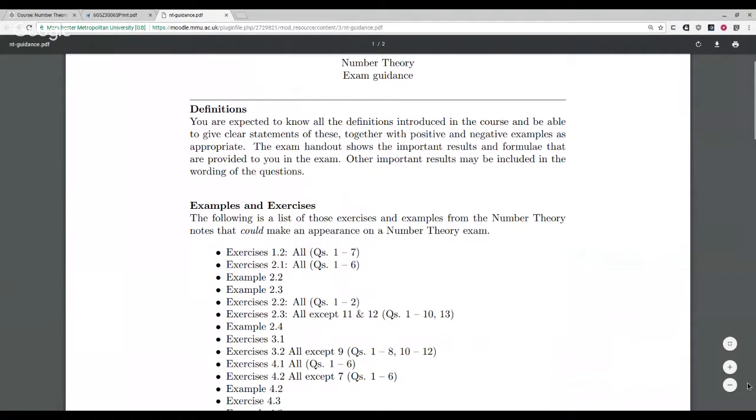So, in principle, you should revise everything, and don't just look at the past papers. Do look at all the stuff and make sure you know everything. First of all, definitions. Basically all the definitions in the course, you're expected to be able to know and to give precise definitions of the concepts that we meet in the course.